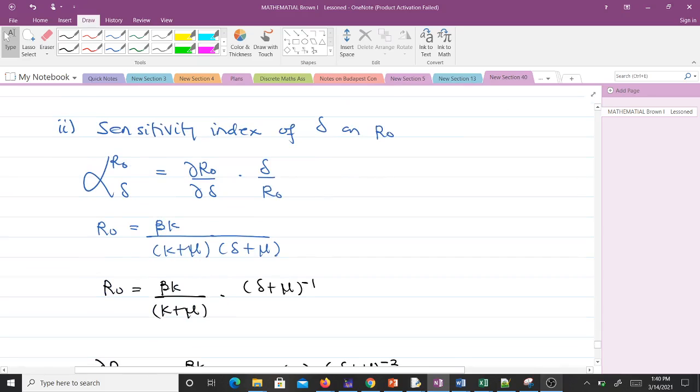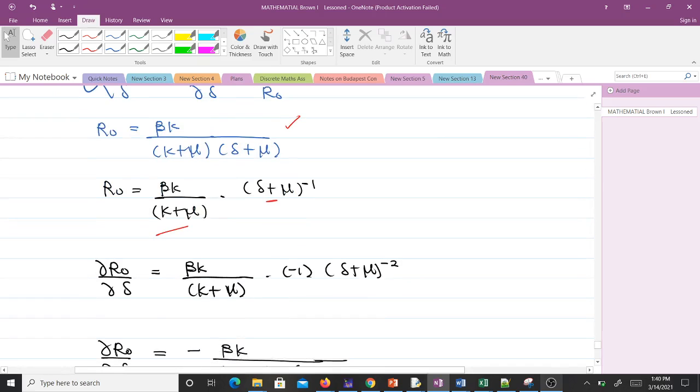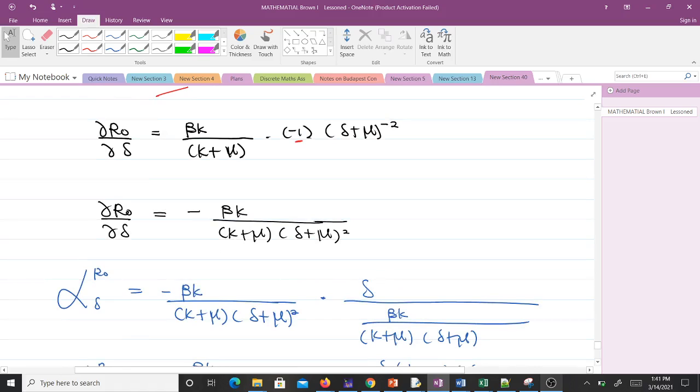So now let's go to the second one. That's the sensitivity index of sigma on R naught. The formula will be del R naught over del sigma, then times sigma over R naught. So now let's find del R naught del sigma. R naught is given by this. We can rewrite this in this form to make our differentiation simple. Since you are differentiating with respect to sigma, the whole of this becomes a constant. So we put that aside, and when you differentiate this, bring the minus one here, we differentiate what is inside with respect to sigma, that gives us one. Then we maintain this and subtract the power by one, so we get this. When you multiply by the negative one, you get minus beta kappa over kappa plus mu, then the same as 1 over sigma plus mu all squared. So you have over sigma plus mu squared.